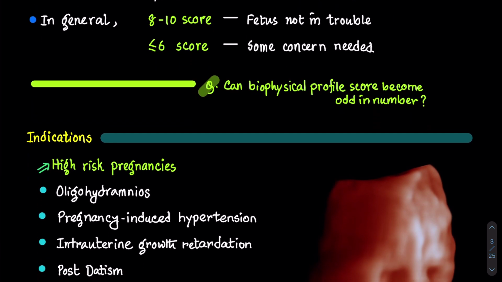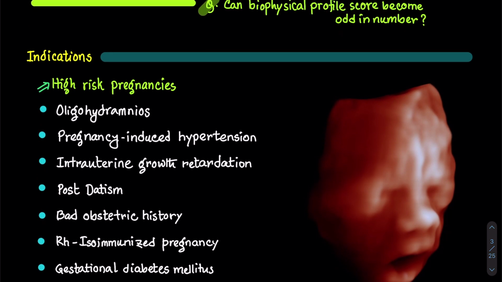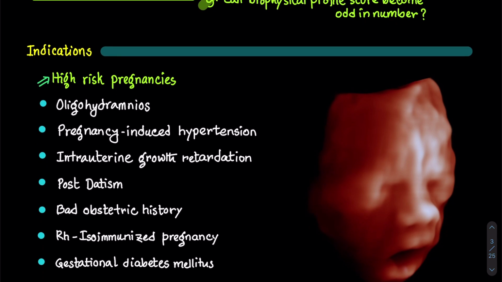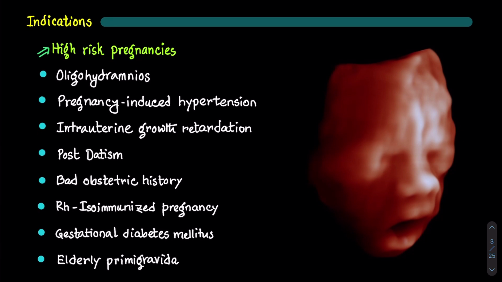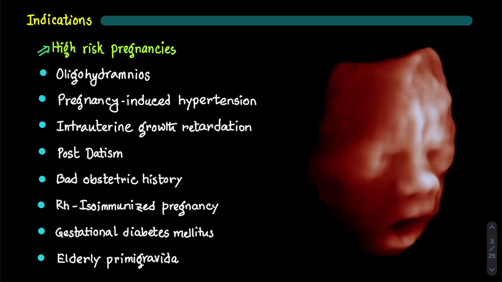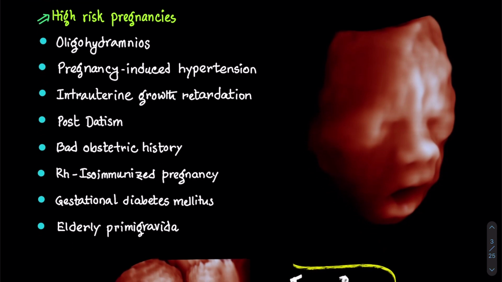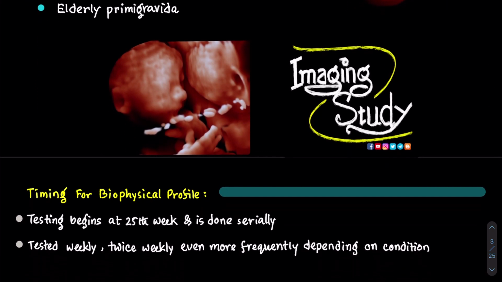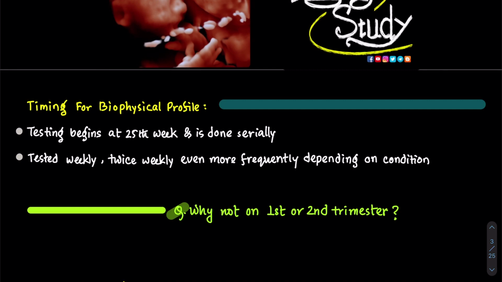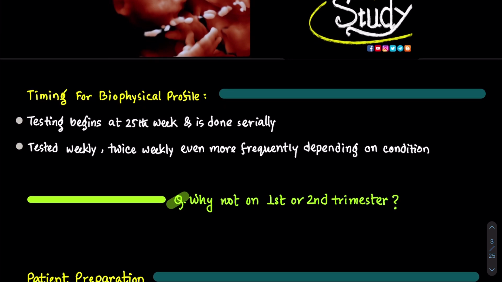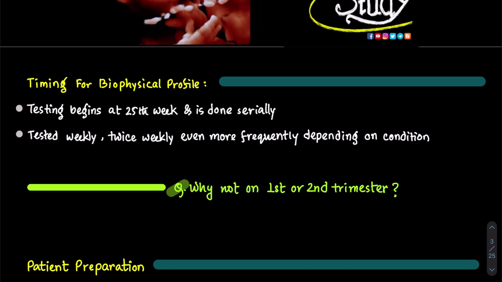Who are the eligible candidates for biophysical profile? The American College of Obstetricians and Gynaecologists recommends antepartum fetal surveillance with tests such as biophysical profile for pregnancies at increased risk of antepartum fetal demise. This includes oligohydramnios, pregnancy-induced hypertension, intrauterine growth retardation, postdatism, bad obstetric history, Rh incompatibility, gestational diabetes mellitus, elderly primary. Testing begins at 25th week and is done serially. Most referred are tested weekly, but those with severe or unstable condition are tested twice weekly or even more often.